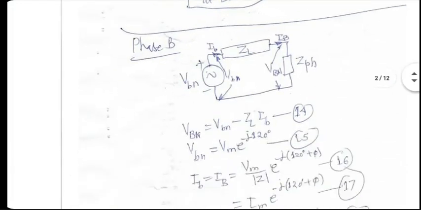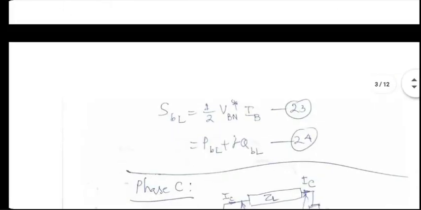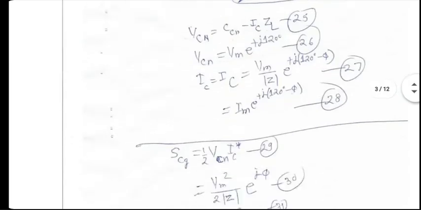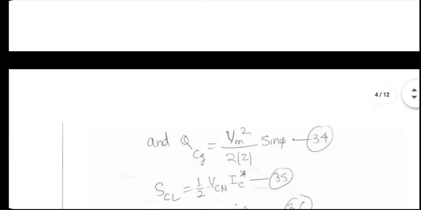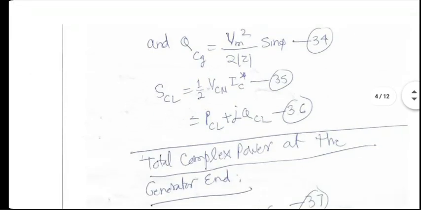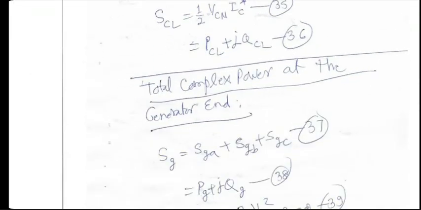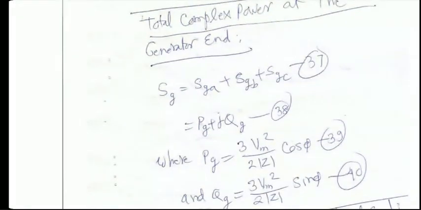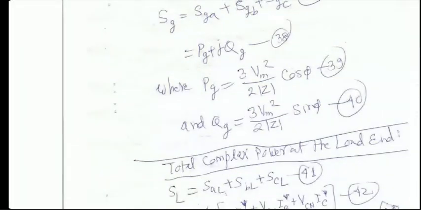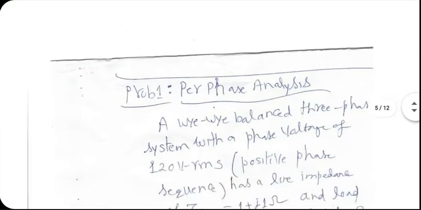Okay, so phase B, similar things. Phase C, similar things. Then you sum up the three complex powers to get the total complex power. And it turns out that the three complex powers are again equal because the load system is still balanced. Although loss has come, that does not change the balanced nature of the system. All the transmission lines are assumed to have the same loss. So the balanced nature of the system does not go.